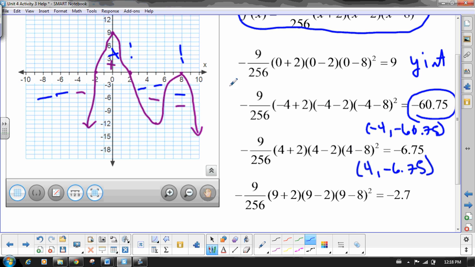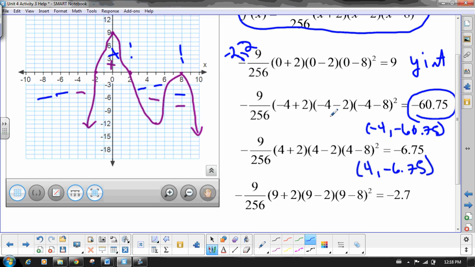We could have subbed in between -2 and 2, but we didn't need to do that because when we're finding the y-intercept, that also told us that the interval between -2 and 2 gives a positive value, so it's above. Okay, so that's what it's asking you to do in question number 2.